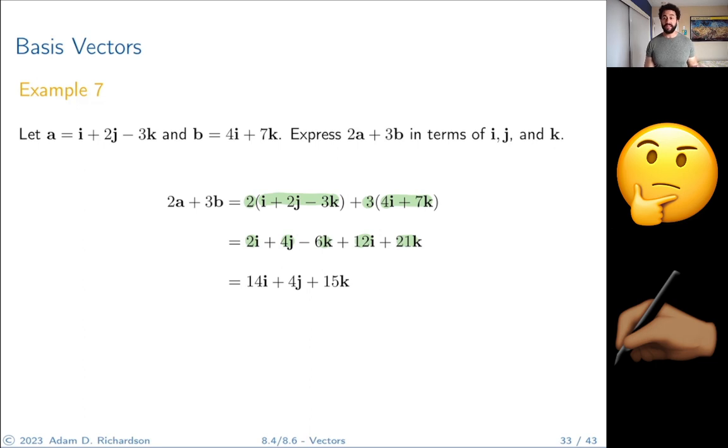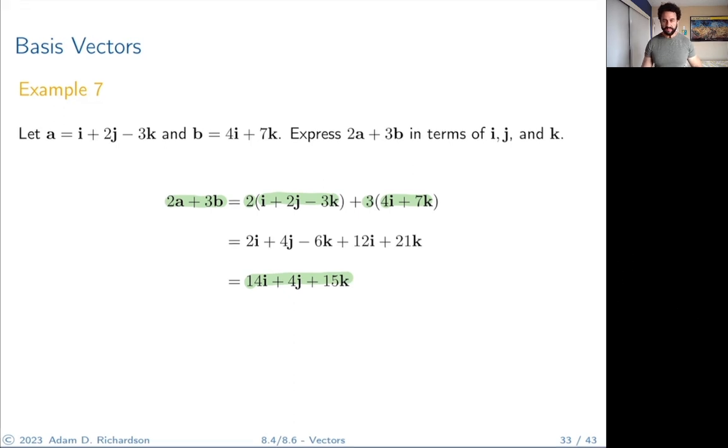Now, all we have to do is combine like terms. It's just so natural. It's beautiful. Let's see. 2i plus 12i is 14i. 4j plus 0j is just 4j. Negative 6k plus 21k is 15k. And that's the result. So the vector 2A plus 3B really says travel 14 units in the i direction, 4 units in the j direction, and 15 units in the k direction. That's what it says.